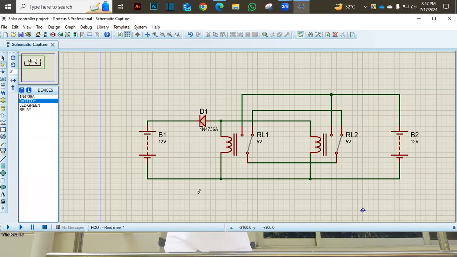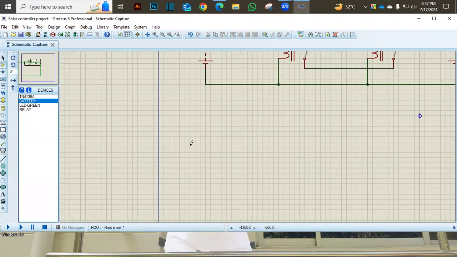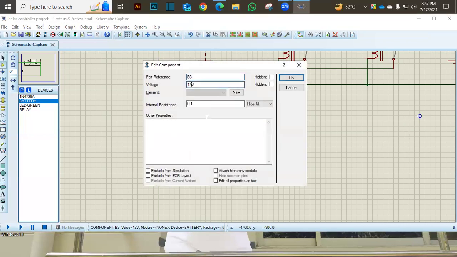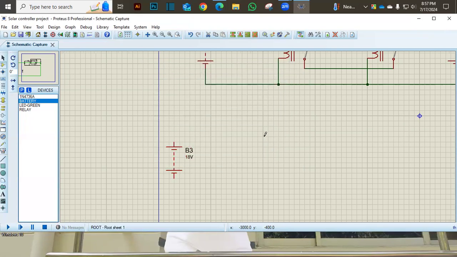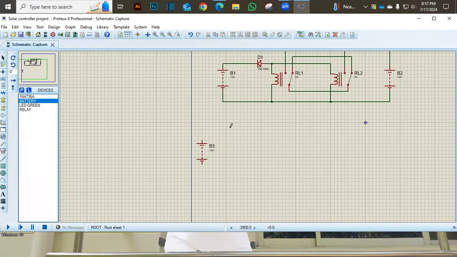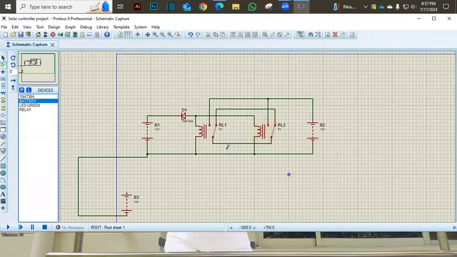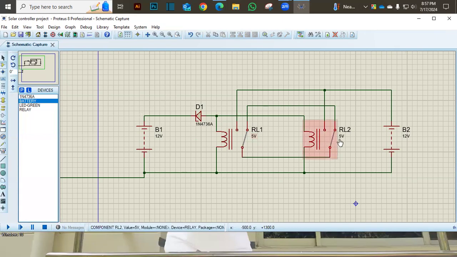Okay. So we think that we have a power source which comes from solar, and the potential difference is very high, approximately 18 to 20 volt. Okay. So we set it to 18 volt, and now our negative terminal will be connected to negative. And now, okay, let's see how it operates.